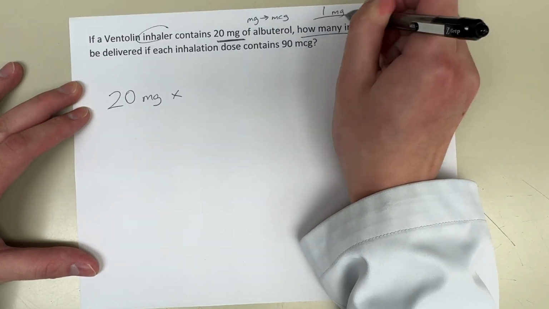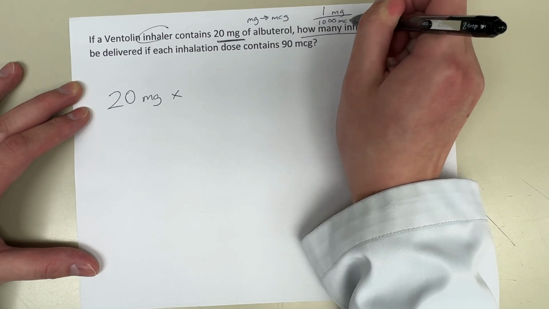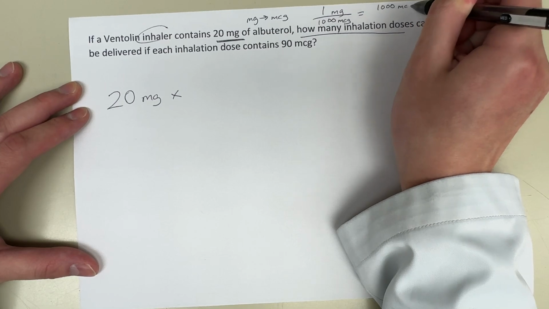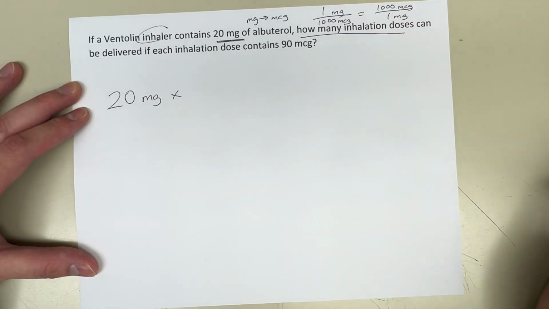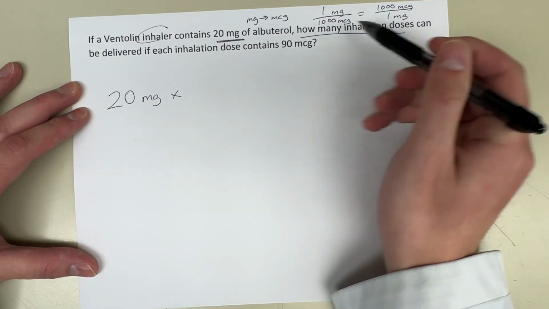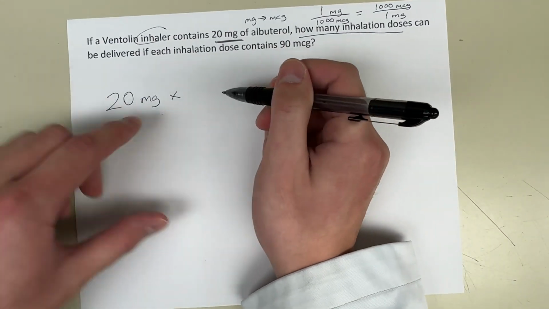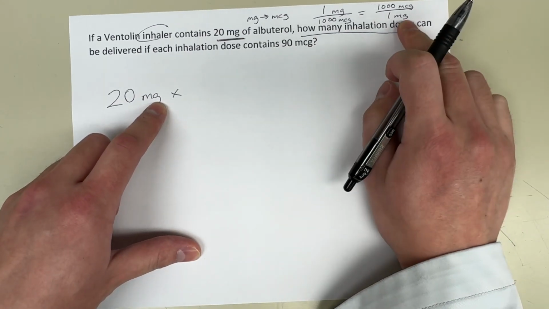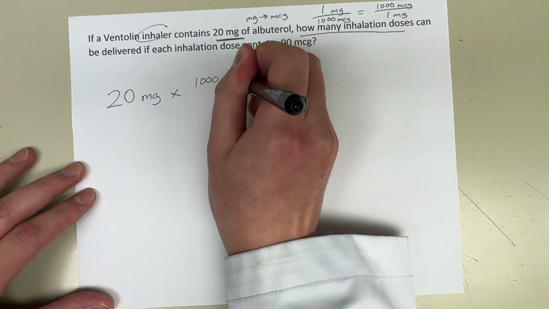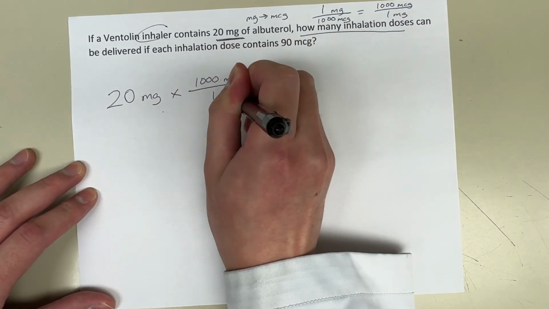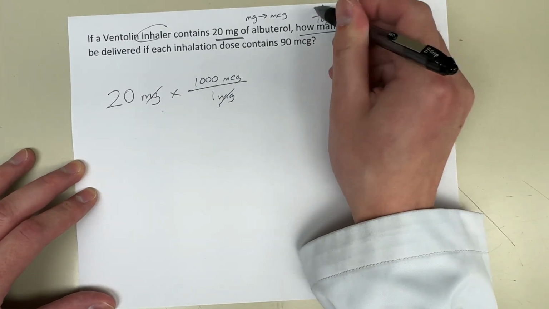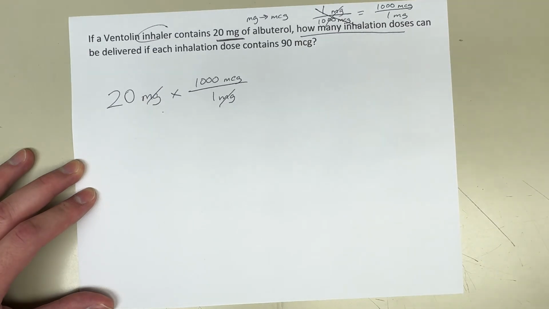So for every 1 milligram, there's 1,000 micrograms. Or I could use this conversion factor, 1,000 micrograms over 1 milligram. See, these two fractions mean the exact same thing. But I know which one to use here because I want the milligrams here to cancel out with the milligrams here in the denominator. I don't want to use this one because milligrams is in the numerator.